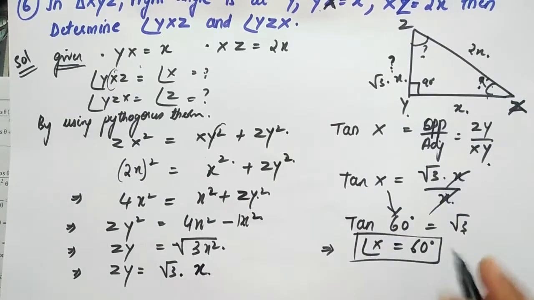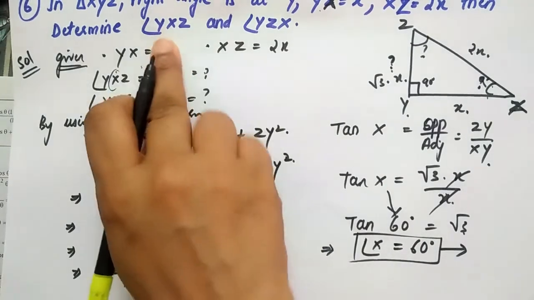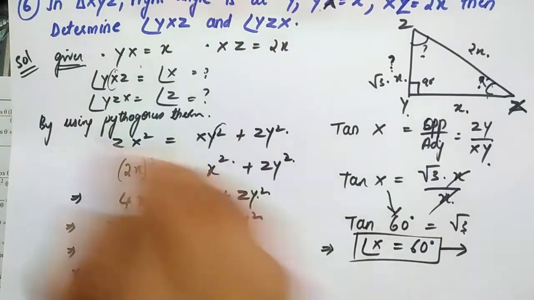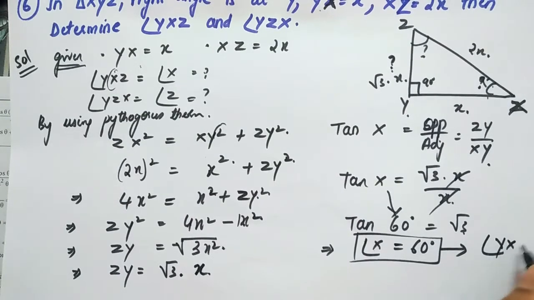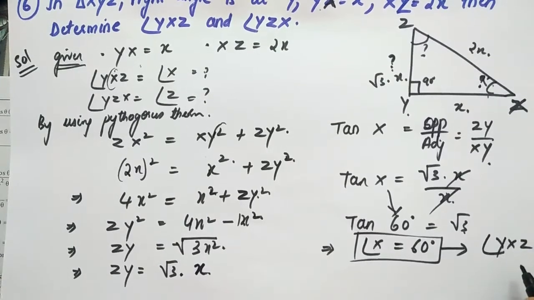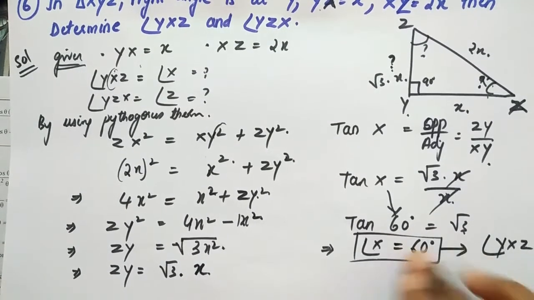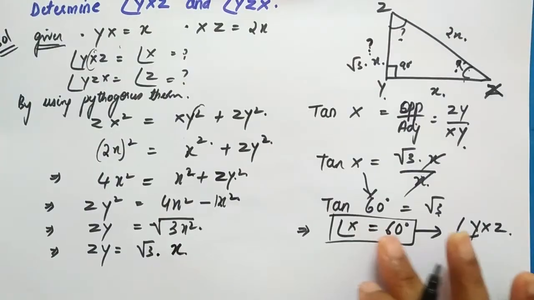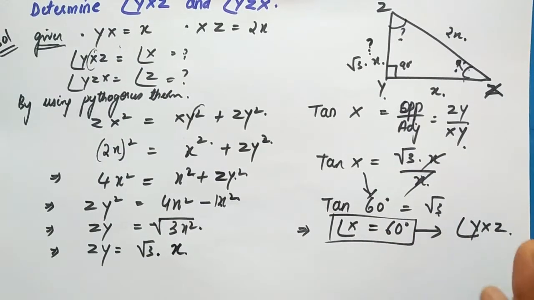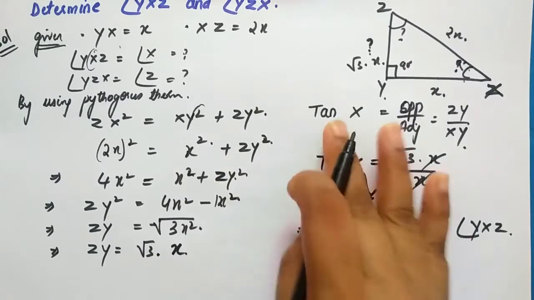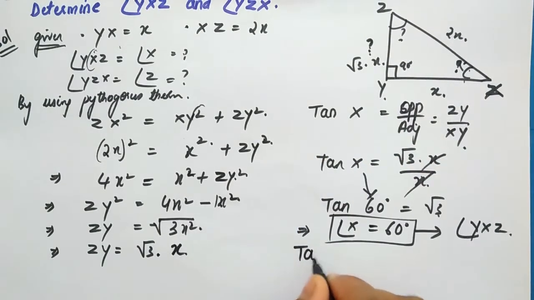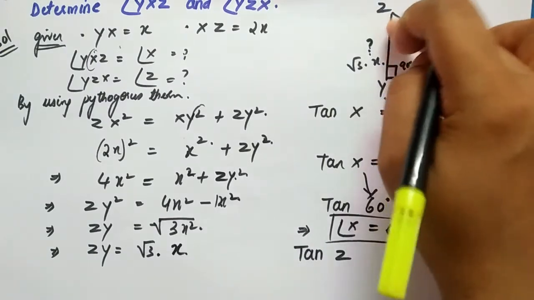We got 60 degrees, which is what is asked in our question, angle yxz. For proper presentation, because it is asking in terms of angle yxz, we write it this way. Otherwise, even if we leave it at this point, it is fine, but you need to complete it. Next, the same tan will be applied to z from the point of view of z.